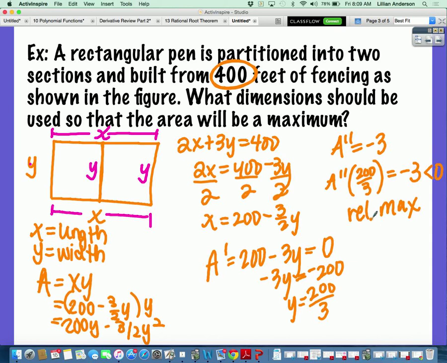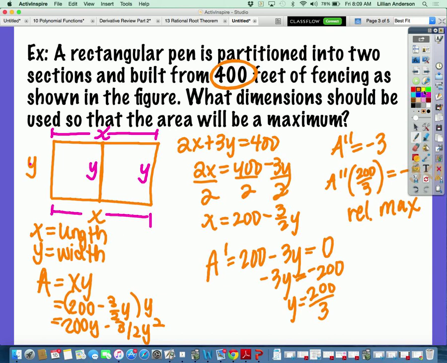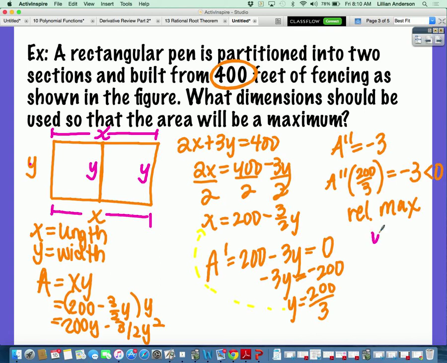Okay? So this does confirm that this is the value that's going to help me figure out my dimensions so my area can be maximized. And then all I do is plug in to, where's my equation? I'm going to plug into this equation to find x. So y equals 200 over 3, and x, when I plug it in, is going to end up being 200 minus 100. So my dimensions are 100 by 200 over 3.